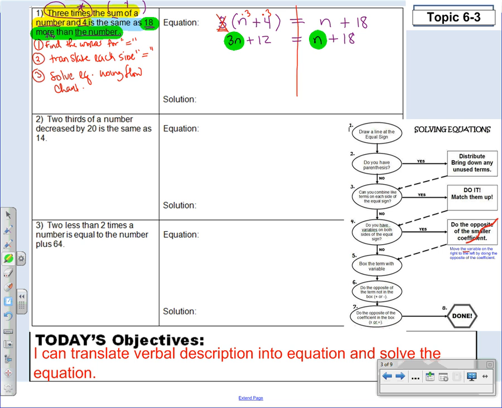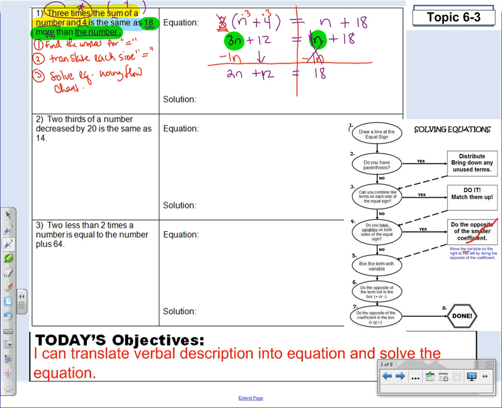So my flowchart says we're going to move the variable that's on the right side to the left by doing the opposite of the coefficient. This coefficient on the right side with my n is a positive n. So doing the opposite, I'm going to do a minus 1n. 3n minus 1n leaves us with 2n. I still have the plus 12. It's equal to 1n minus n is 0, and I still have a positive 18.